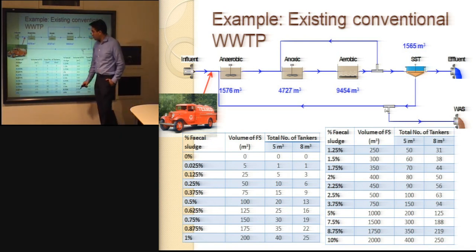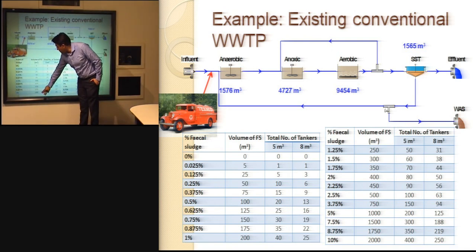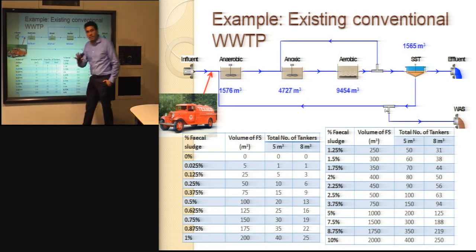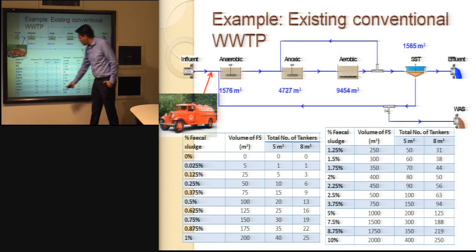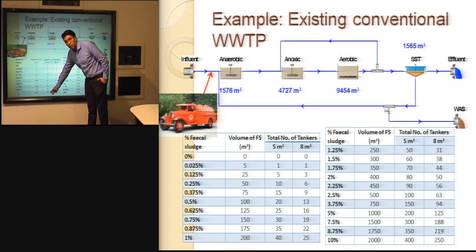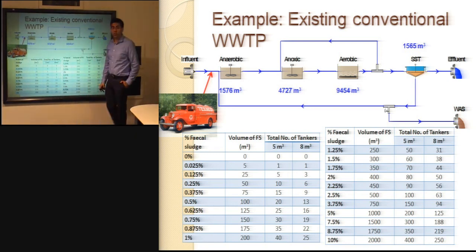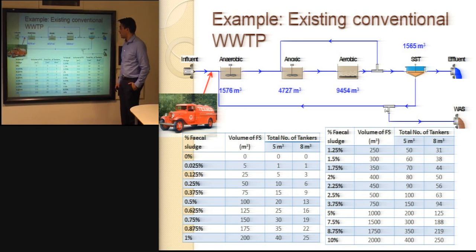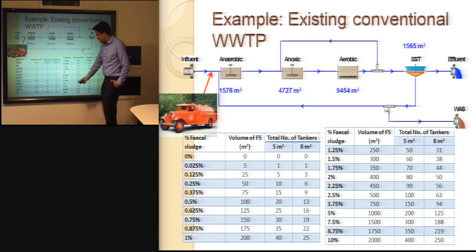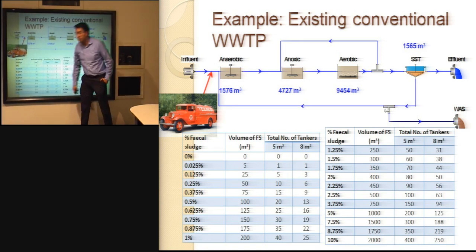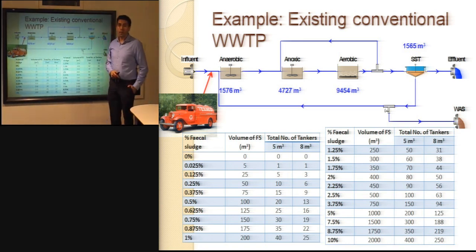That implies that, for example, for about 1%, we are discharging about 20 cubic meters of fecal sludge on a daily basis. That is equivalent approximately to about 40 tankers with a volume of 5 cubic meters, or 25 tankers with a volume of about 8 cubic meters per day. And believe me, this is a pretty fair and common case found in several plants around the world where fecal sludge is treated or co-treated in activated sludge systems.